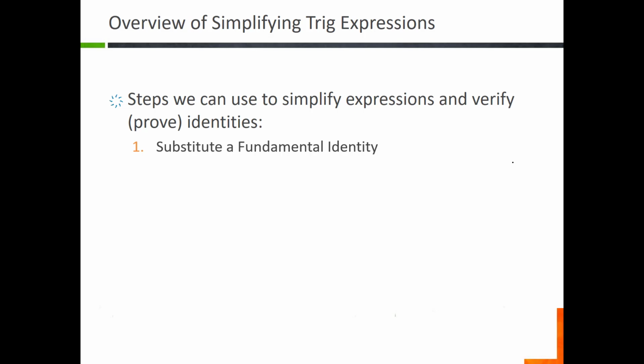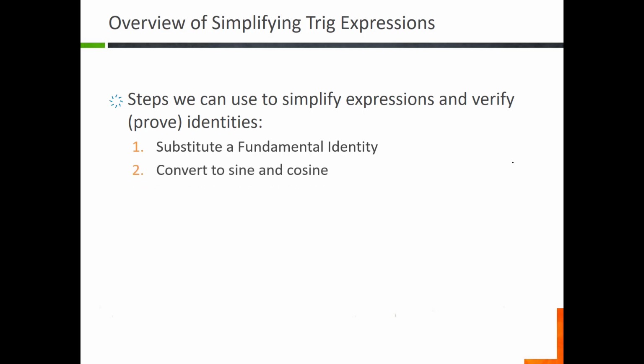So one option is to make a substitution. You could use an identity and substitute it into your expression. You've done this before: when you solve equations, sometimes you substitute one equation into another, and that lets you eliminate a variable or something like that. Right now we're only worrying about the fundamental identities, but over the next few lessons, we will add more identities into the whole process. So we can make a substitution.